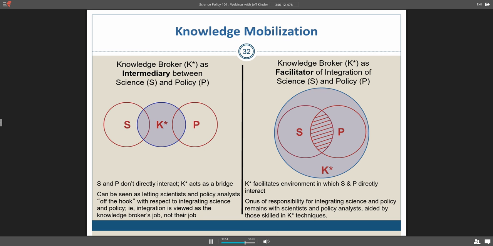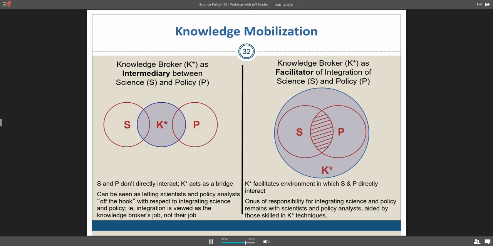So I do want to hit on this notion of knowledge mobilization. This has become a bit of a buzzword in recent years, and I think it's important because it definitely relates to the world of science and policy integration as well. One of the things that comes out of Pielke's work and others is this notion of knowledge brokers. And traditionally, they've been seen as intermediaries between the science world and the policy world. So if we look at the Venn diagram on the left, we see that those two worlds of science and policy are not directly interacting, but that a knowledge broker can be a bit of a bridge and help transfer and mobilize knowledge across those two communities.